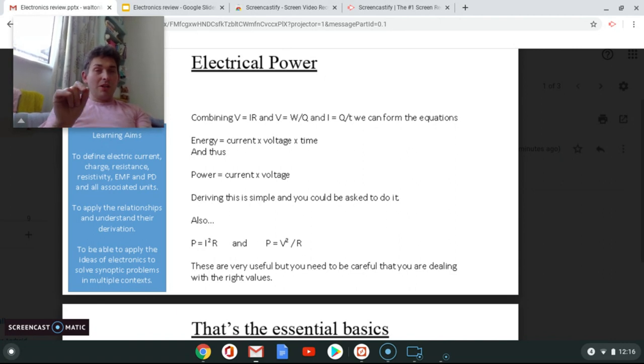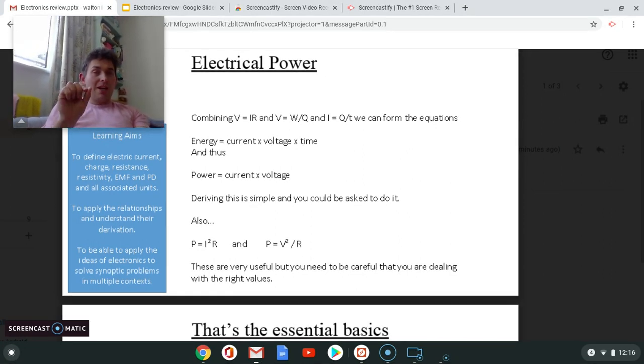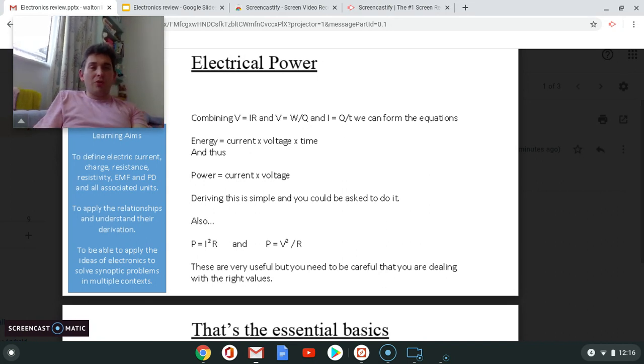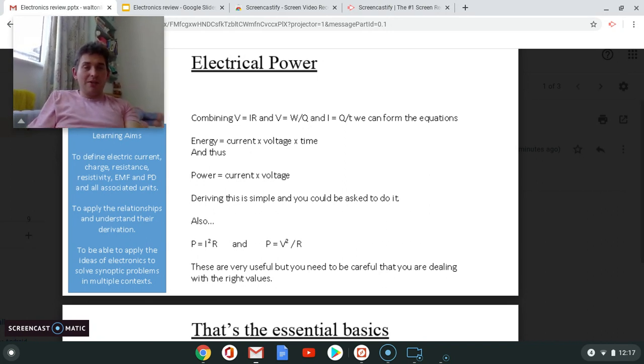Really useful, these equations, but it is possible to mess up with them. For example, if you're given the supply voltage of something and then you're asked to work out the power used by a resistor, you need to remember the V in that equation is the V for the potential difference across the resistor, not the total voltage. So it seems obvious now, but I'm sure someone has made a mistake with it. I know I have. I know people have.